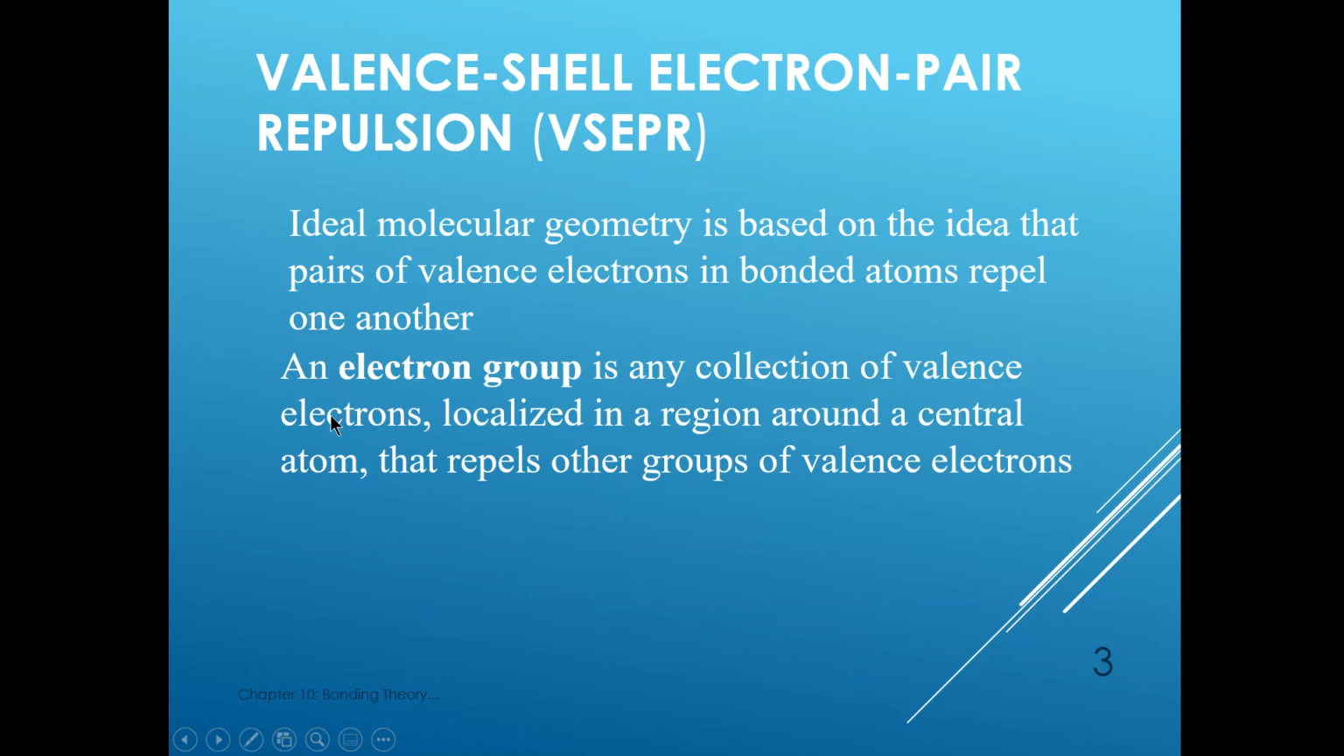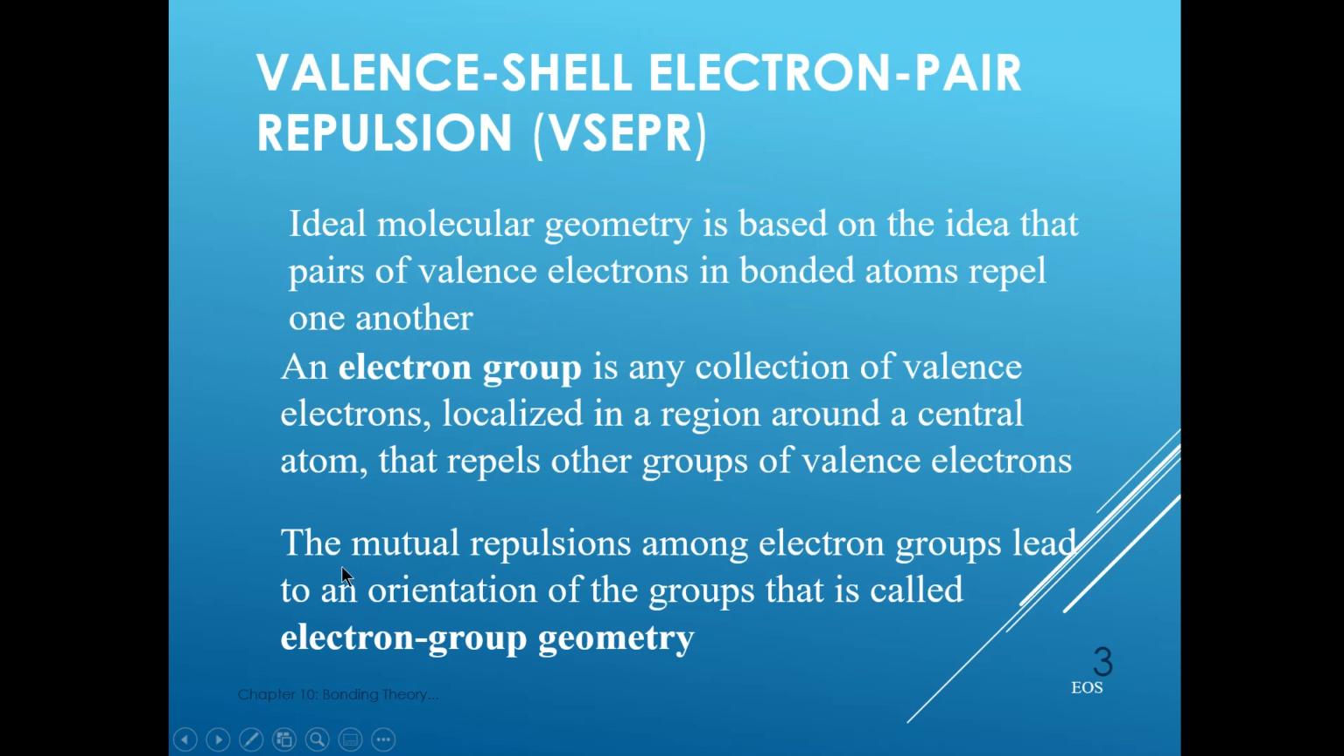So at this juncture, we need to define what is called an electron group. An electron group is any collection of valence electrons that are localized in a region around a central atom that repels other groups of valence electrons, all right? So basically what the theory is saying is that the shape that is finally adopted by any molecule is based on the repulsion between these electron groups, all right? And because of these mutual repulsions between these electron groups, this leads to what we call the electron group geometry, which we're going to see shortly will lead to the actual shape of the molecule, the geometry of the molecule itself.